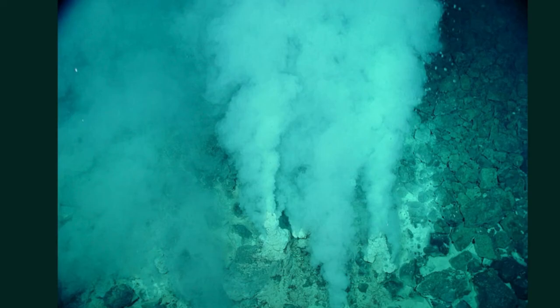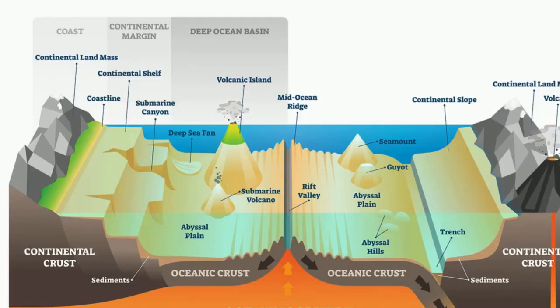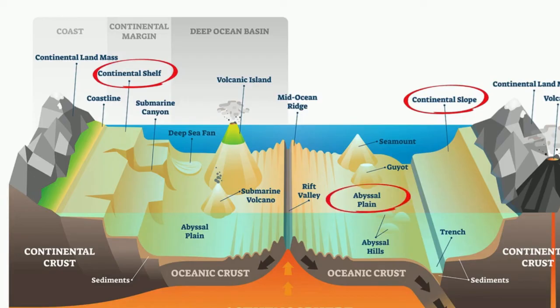So in summary, the ocean floor is a vast area made up of various landforms called the continental shelf, the continental slope, and rise. There are also the abyssal plain, which is the flattest place on Earth. Other landforms include seamounts, ocean ridges, and ocean trenches.